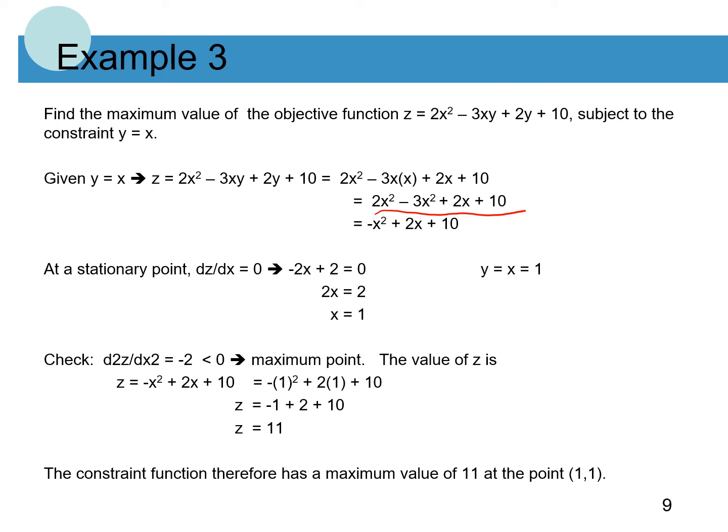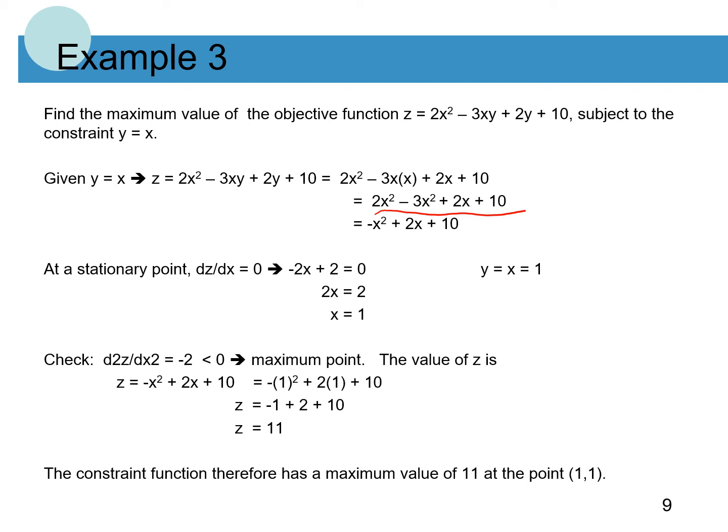Okay, at the stationary points we have to differentiate this function z with respect to x and equate it with 0. Therefore, we have found that dz over dx is equal to negative 2x plus 2.